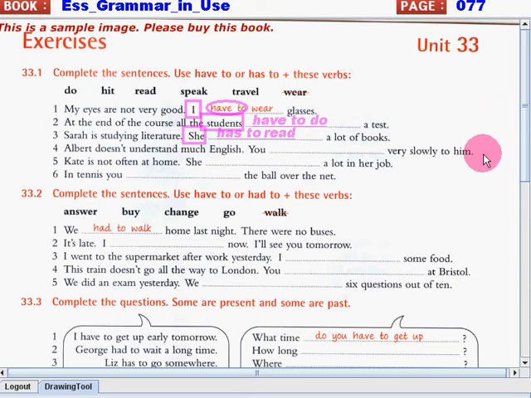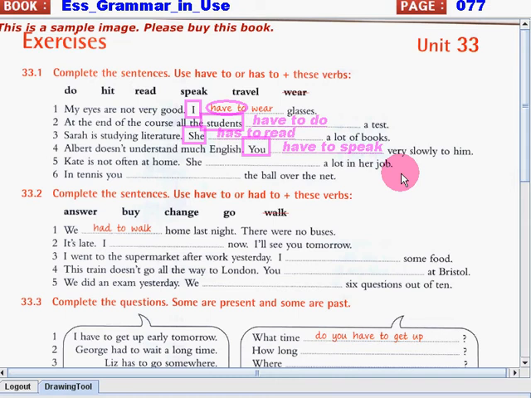Next, Albert doesn't understand much English. You blank very slowly to him. Our subject here is you. And for you, it takes a plural verb. So we have to use you have to. What is our verb here? Okay, so here we have to write you have to speak very slowly to him.